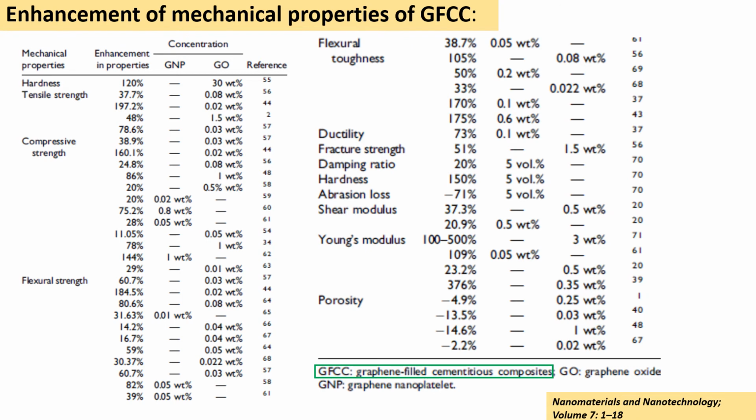People have also varied the concentration or dosage of the GNP and GO material as a filler, and in the majority of cases, 99% of the cases, the dosage is, as I mentioned earlier also, less than 1%. So that is quite important. It is possible because graphene is a high surface area material, a nanomaterial, so the surface area to volume ratio is very high.